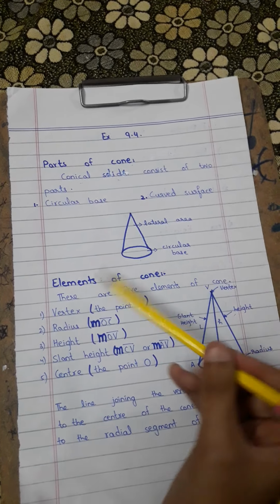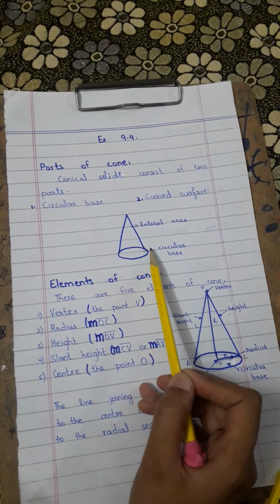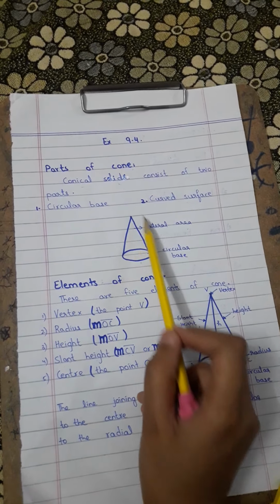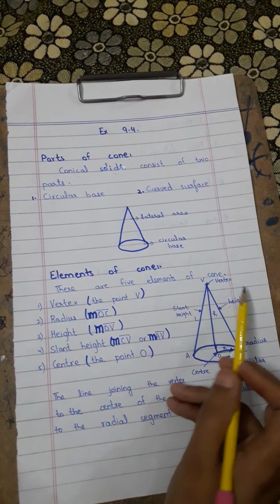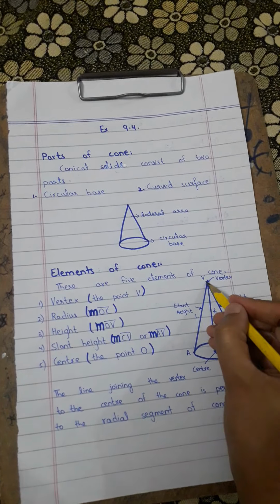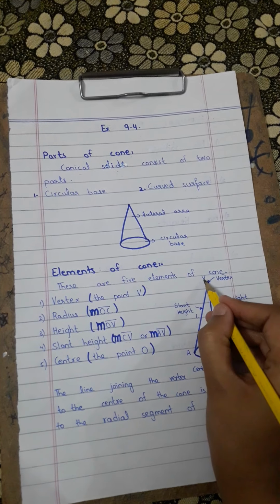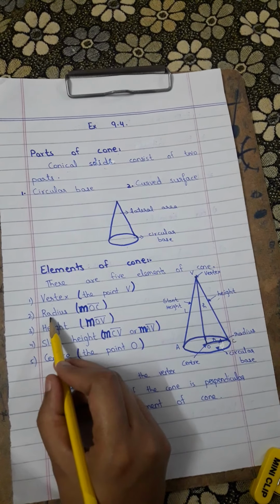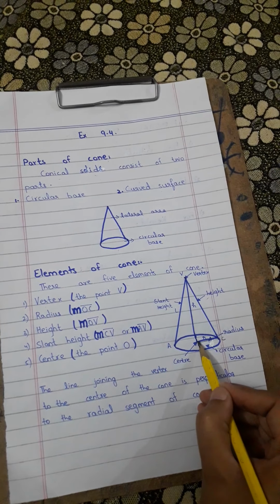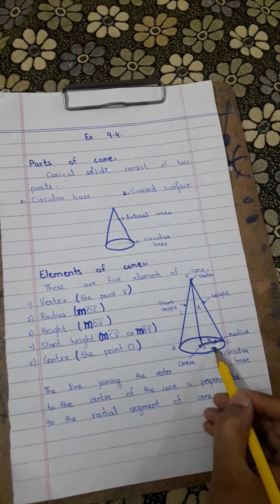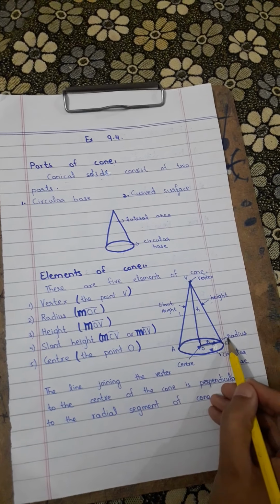आप इस तरह की figure को देखेंगे, having a circular base and a lateral area. Now we are discussing the elements of the cone. There are 5 elements of a cone. Vertex, point V, this is the vertex point and this is point V. Radius MOC means measure OC. This is the O and this is the C. O is the center and OC is the radius.